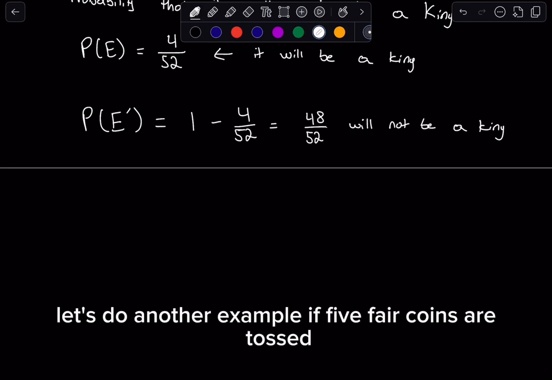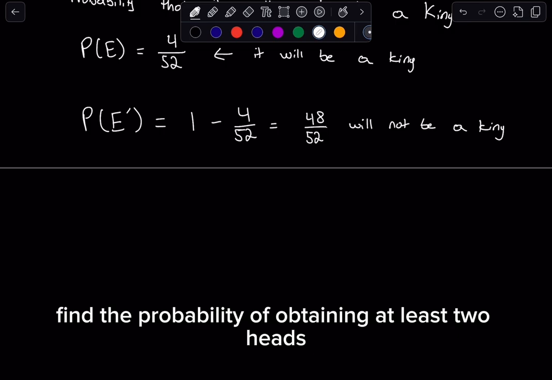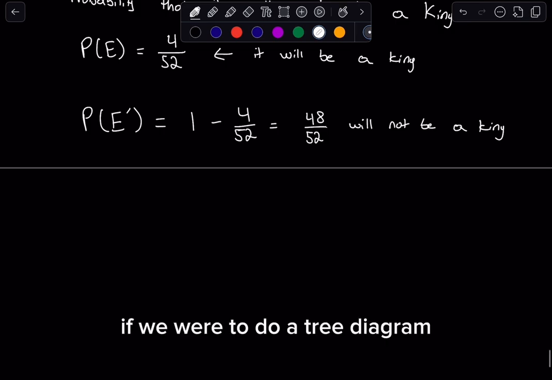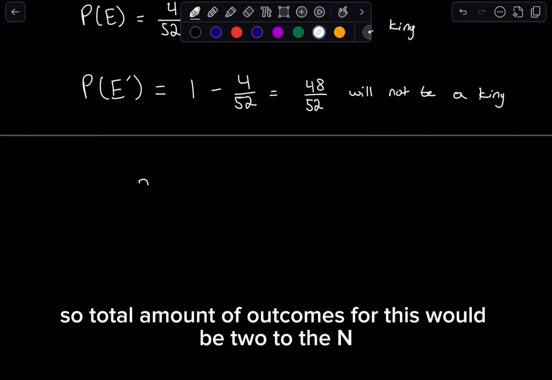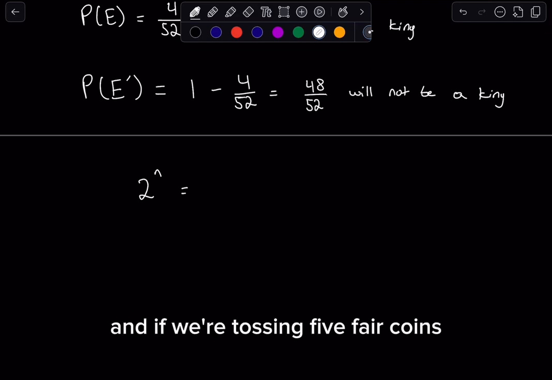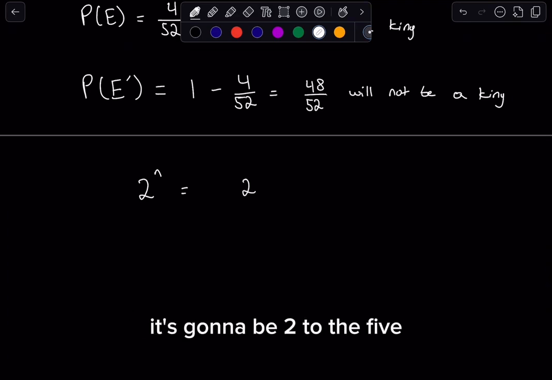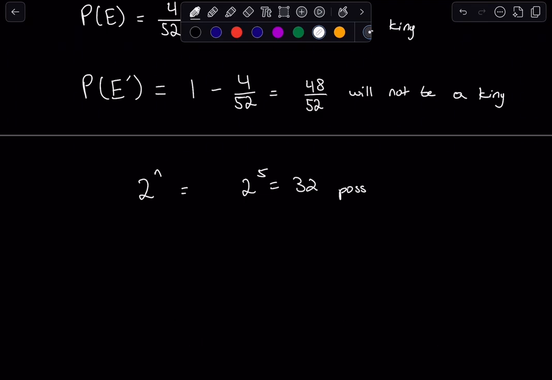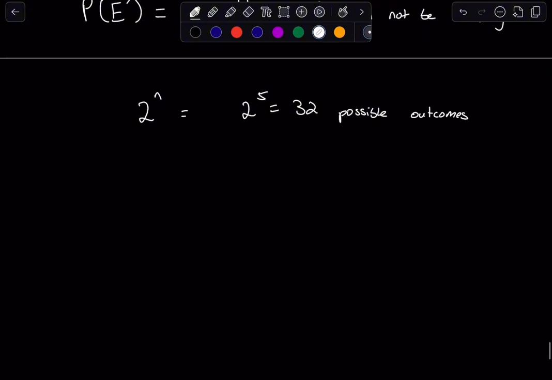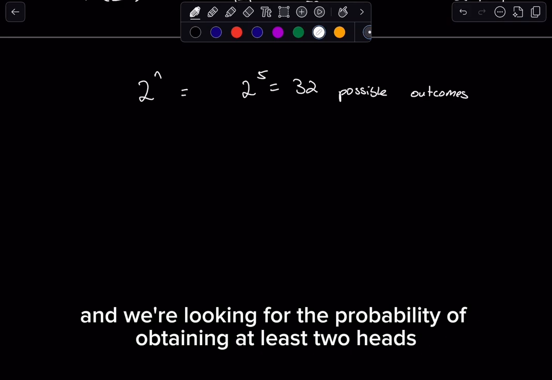Let's do another example. If 5 fair coins are tossed, find the probability of obtaining at least 2 heads. If we were to do a tree diagram, there's going to be 32 possible outcomes. So the total number of outcomes would be 2 to the n. And if we're tossing 5 fair coins, it's going to be 2 to the 5, which is 32 possible outcomes. And we're looking for the probability of obtaining at least 2 heads.